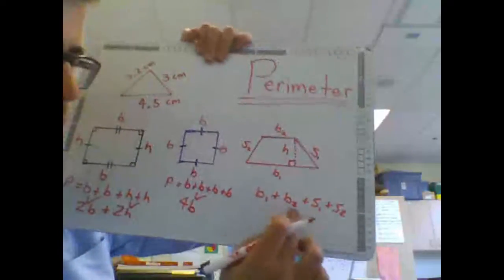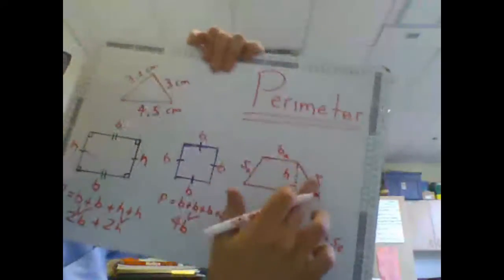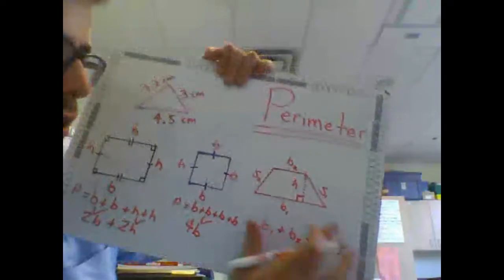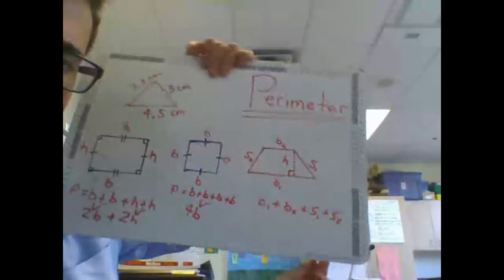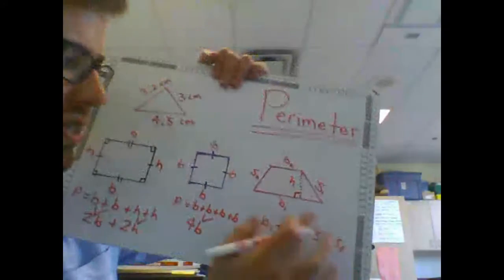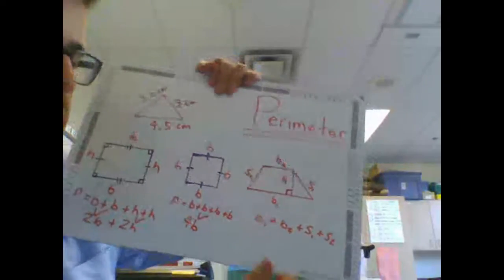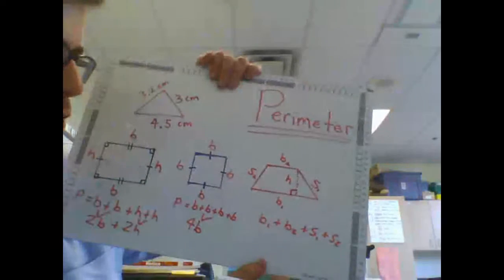Now you'll notice none of our variables are the same because none of our sides are congruent. So in terms of the formula for perimeter for our trapezoid here, we can just be safe just saying base 1 plus base 2 plus side 1 plus side 2.